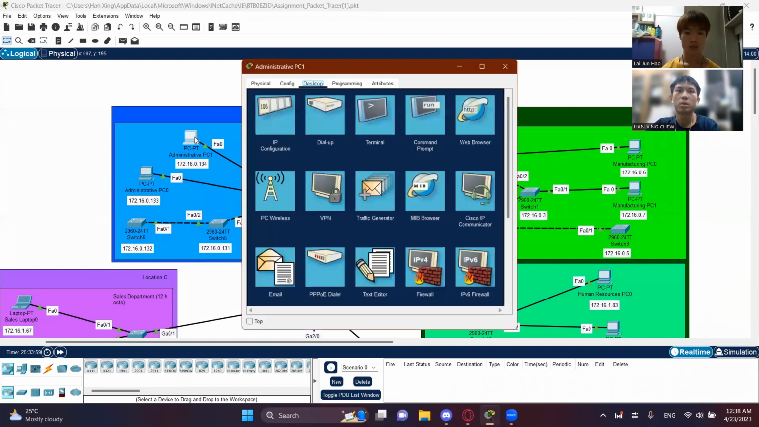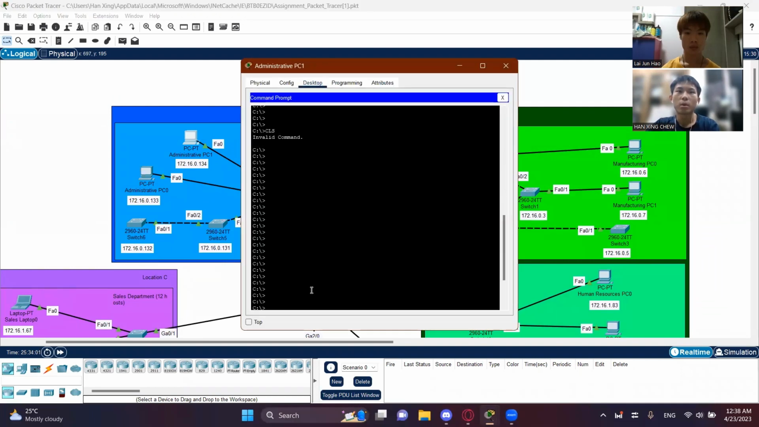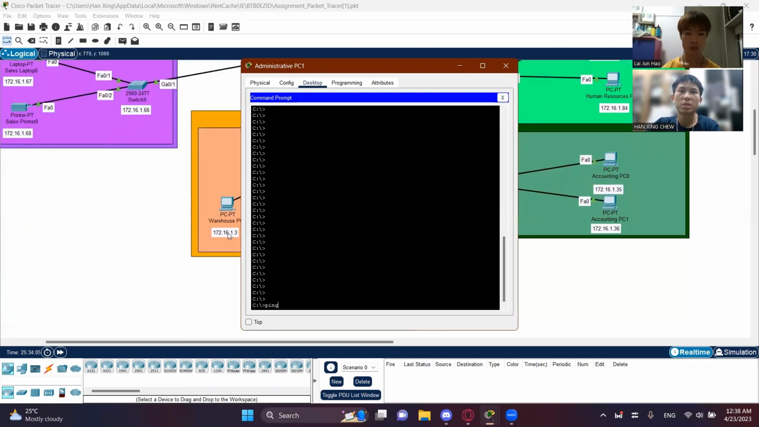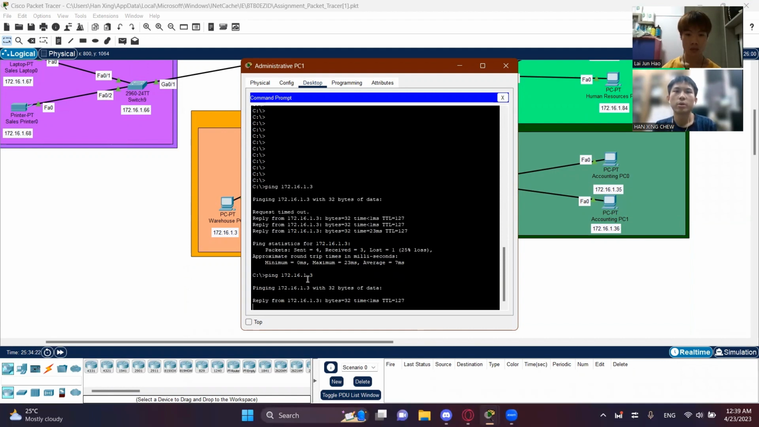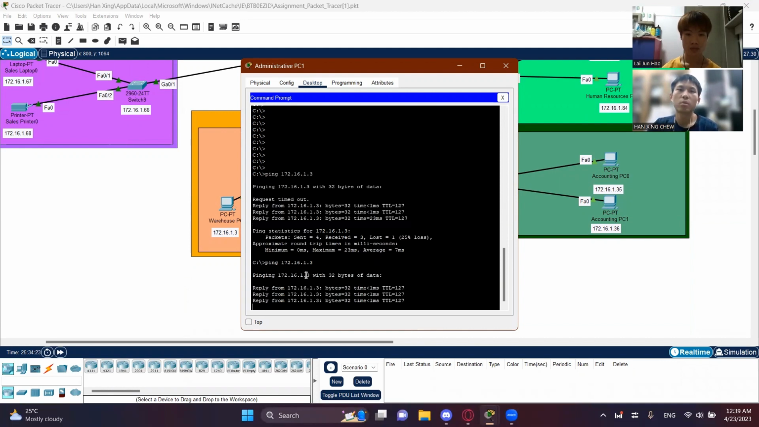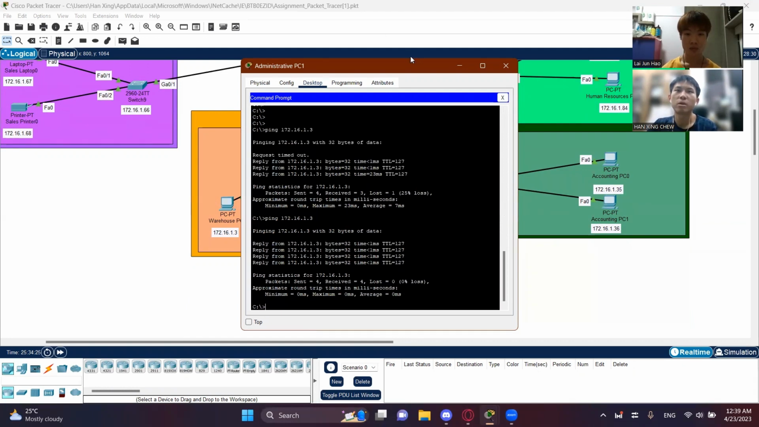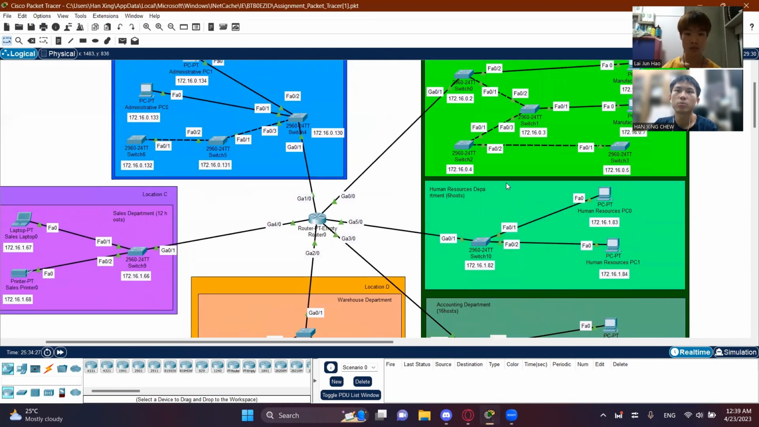And for example, we can start from using administration PC1 and connect with the warehouse PC0. So we go into the PC1 command prompt. We just key in a ping and we key in the IP address for our warehouse PC at 172.16.1.3. Because it's the first time, it always has something, so we ping another time, and it connects successfully, and we can try to connect with others as well.